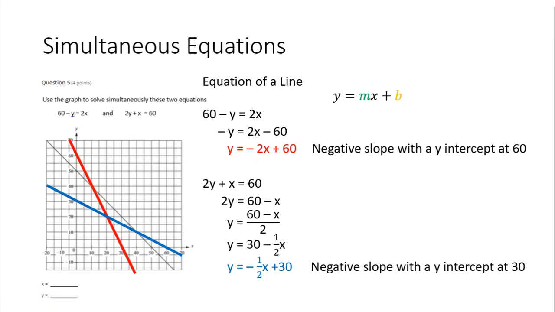Using the graph to simultaneously solve these two equations, which are shown as the red and blue lines on this graph, makes it easy because the one point that is on both lines, that is the x and y coordinate of that point, is where x is equal to 20 and where y is equal to 20. So my solution to this simultaneous equation is x equals 20 and y equals 20.